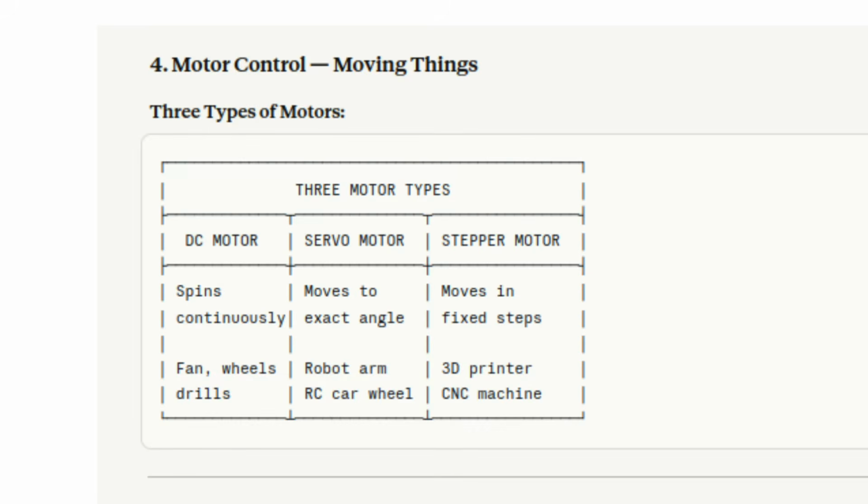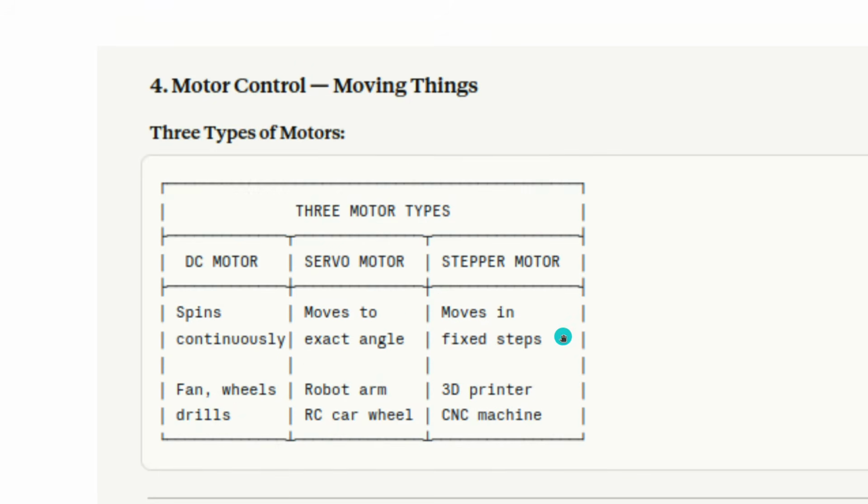In a 3D printer, we know there are different steps in movement. It moves in fixed steps. So you have to understand that there are three types of motor: DC motor, servo motor, and stepper motor. A DC motor spins continuously every time, like fans, wheels and drills. A servo motor moves to a particular angle, like a robot's arm. A stepper motor moves in fixed steps, and 3D printing is one example of that.